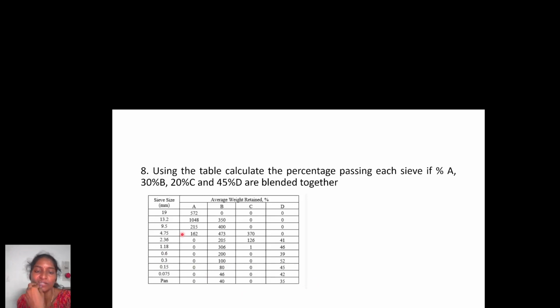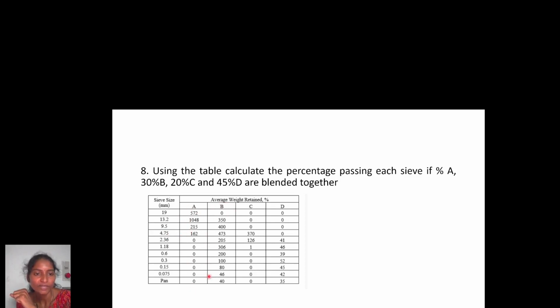And this is a practice question, exactly like the way we have solved previously. Using the table, calculate the percentage passing. Here 5% of stockpile A, 30% of B, 20% of C, and 45% of D are blended together. You can see there are 4 stockpiles given, and only 19, 13.2, 9.5, 4.75 aggregates are available in stockpile A, and the remaining sizes are 0. If you can recall, 4.75 and above are coarse. So this stockpile has a coarser gradation.